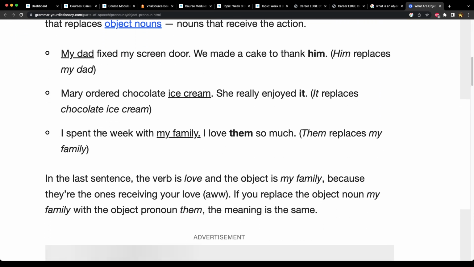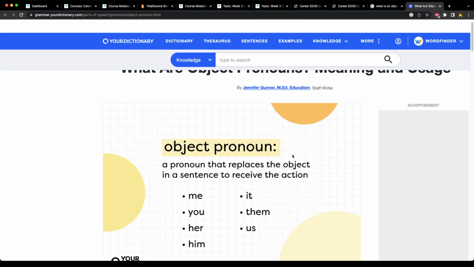And again, here's another example. I spent the week with my family. I love them so much. Them replaces my family, right? So as it says here, in the last sentence, the verb is love and the object is my family. But because they're the ones receiving your love, if you replace the object noun, my family, with the object pronoun them, the meaning is the same. And just remember, my family is plural, so keep it that way, okay?